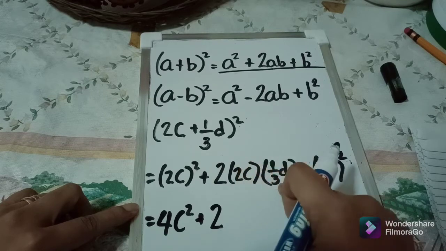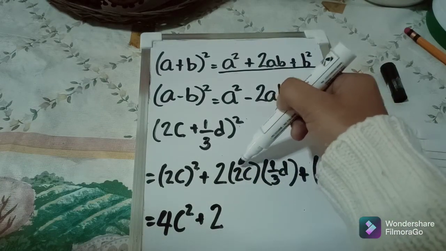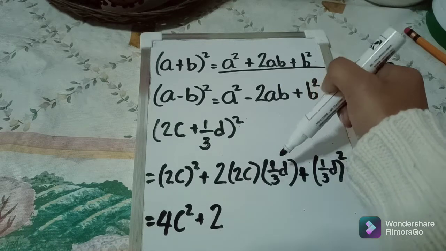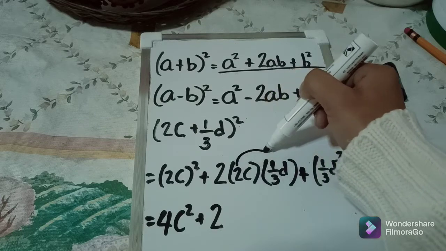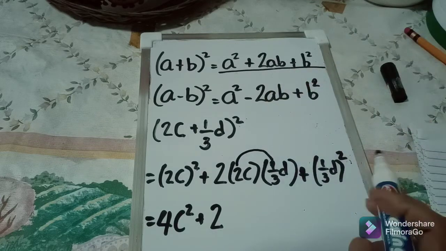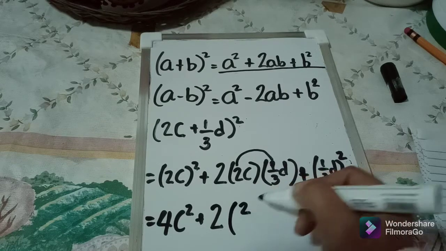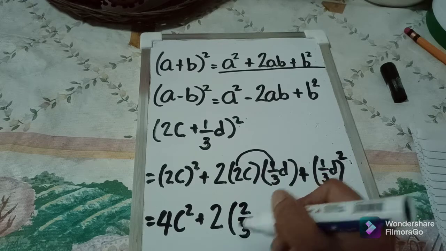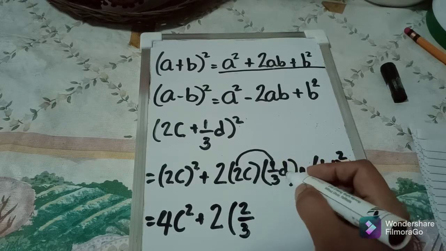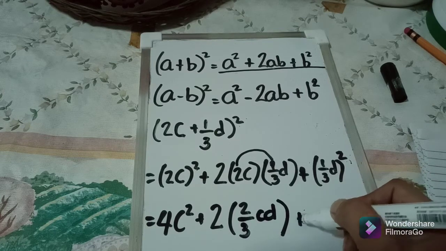Simplify muna natin ito, no? Ang gagawin dito, itong whole number to, tapos ito ay fraction. Ang gagawin lang is, itong 2, i-multiply lang dito sa numerator. Okay? So, that's gonna be 2. Tapos, kopyahin lang yung denominator. Okay? And then, syempre, c times d, c, d.